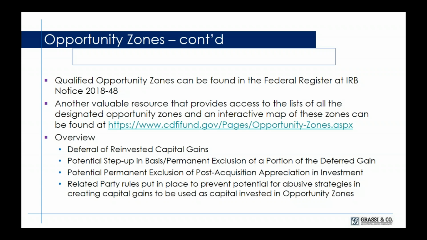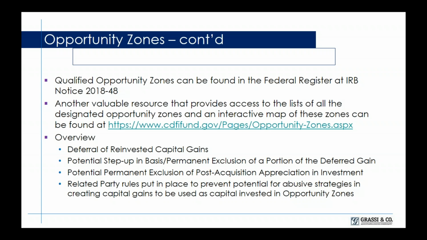An overview of the opportunity zones is basically that it allows for a deferral of reinvested capital gains. It allows for a potential step up in basis and a permanent exclusion of a portion of the deferred gain. There are also related party rules put in place to prevent any type of abusive strategy to create the capital gains to be used as capital invested in the opportunity zones.